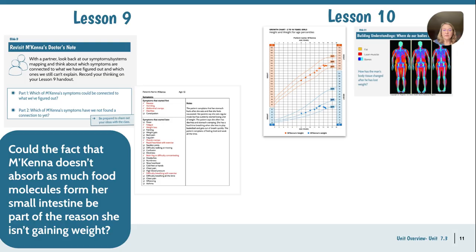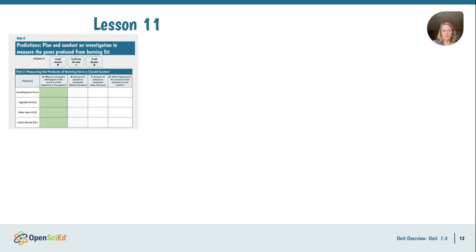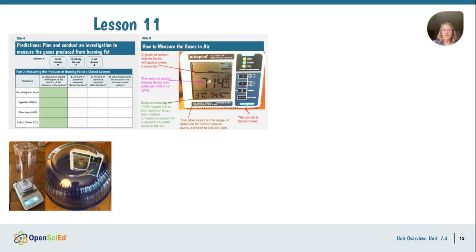We carry out an investigation where we literally burn fat, vegetable oil, and duck fat, and see that when fat is burned, mass goes down. Now we want to know, though, what is actually happening when fat burns. So in lesson 11, we carry out another fat burning investigation, now in an open and closed system. We figure out that when the fat is burned in an open system, the mass goes down, but when it's burned in a closed system, the mass doesn't change, but the substances in the system change. Fat decreases, oxygen decreases, energy increases, carbon dioxide and water increase.